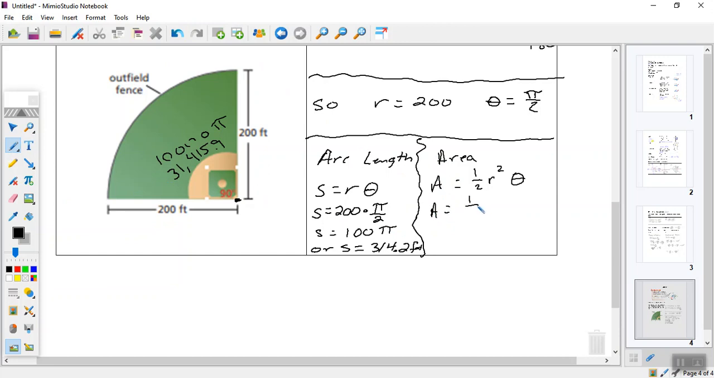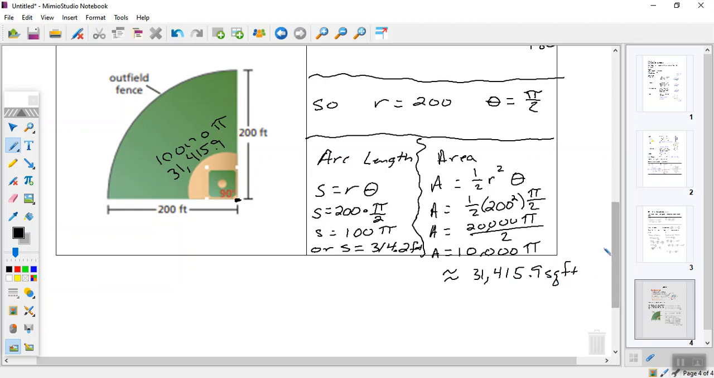Okay, so we're going to go 1/2 times, what's going in for radius, kids? And what did we decide our central angle measure was? Pi over 2. Okay, somebody take 200 and square it. 40,000. Take 40,000 times a half. 20,000. So area is going to equal 20,000 pi over 2. Oh my gosh, looks like things are working out here again. 20,000 pi over 2 is the same as 10,000 pi. And we know 10,000 pi is approximately how many square feet? 31,415.9 square feet.